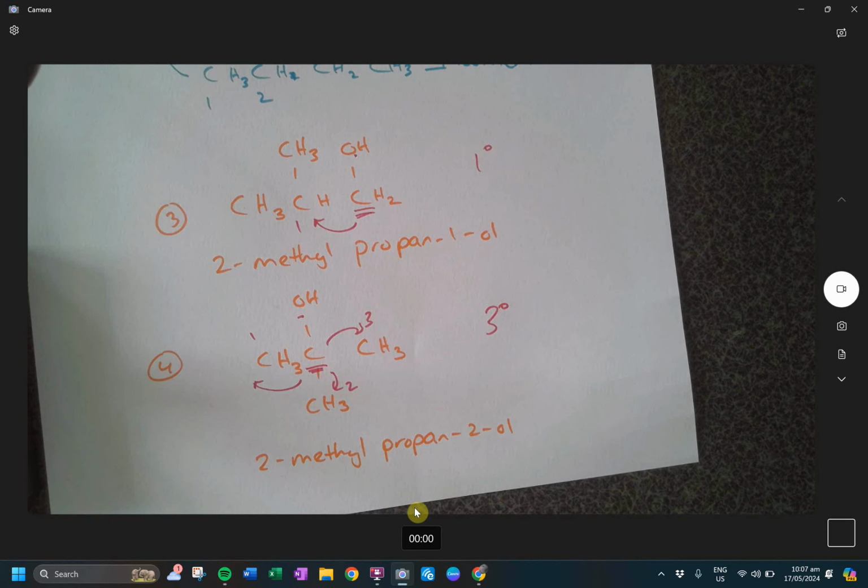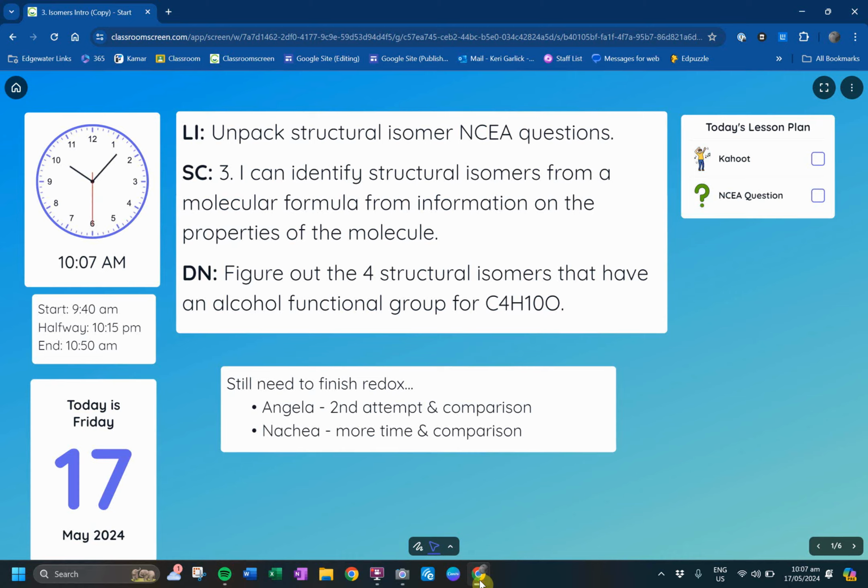Let's take a little bit of a break before I dive into those NCEA questions. I haven't made this lesson pretty nice or anything. It's not officially on Google Classroom yet because I ran out of time. But I know what we're doing. So I want us to do a Kahoot just to make sure you guys understand structural isomers. I have an easy version and a hard version. We can play both if you want. But I'm guessing start with the easy? Okay.